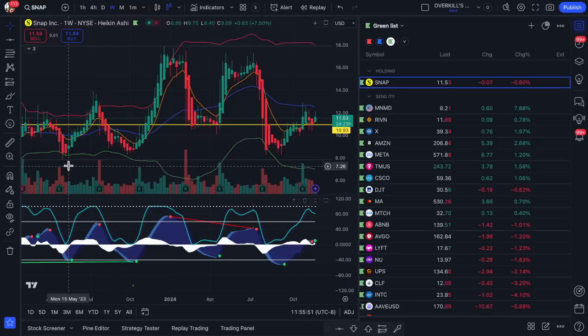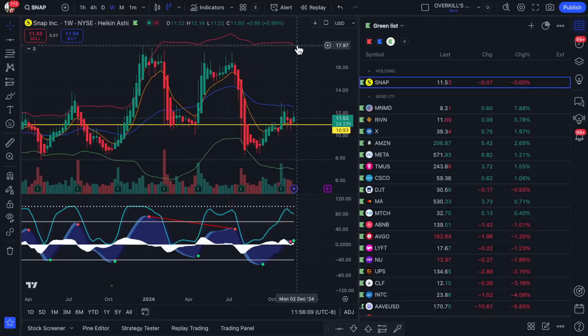You can see this one came in May at $9. It went all the way up to 14, sold off to $8.50, got the green dot, went all the way up to 18, sold off, went all the way down to 10, went all the way up to 17, sold off, went all the way down to 9, and now it's sitting at 12.